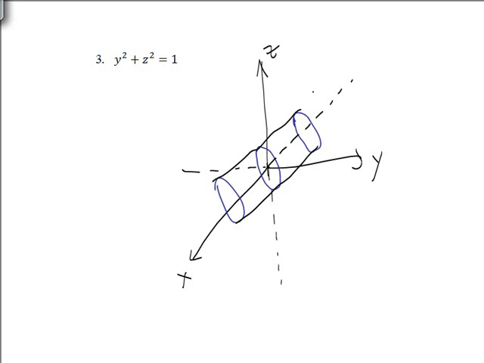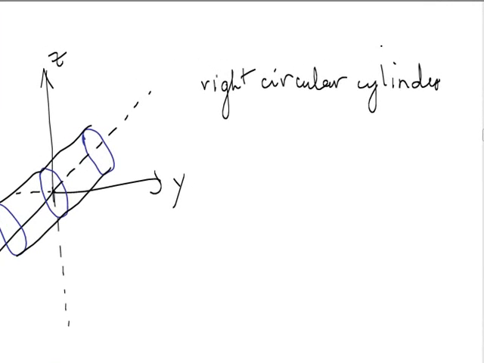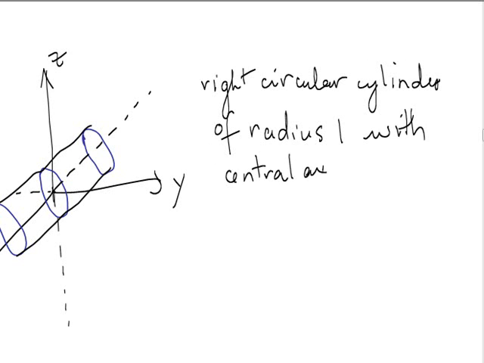Okay, so describe it. Right circular cylinder of radius 1 with central axis the x-axis.